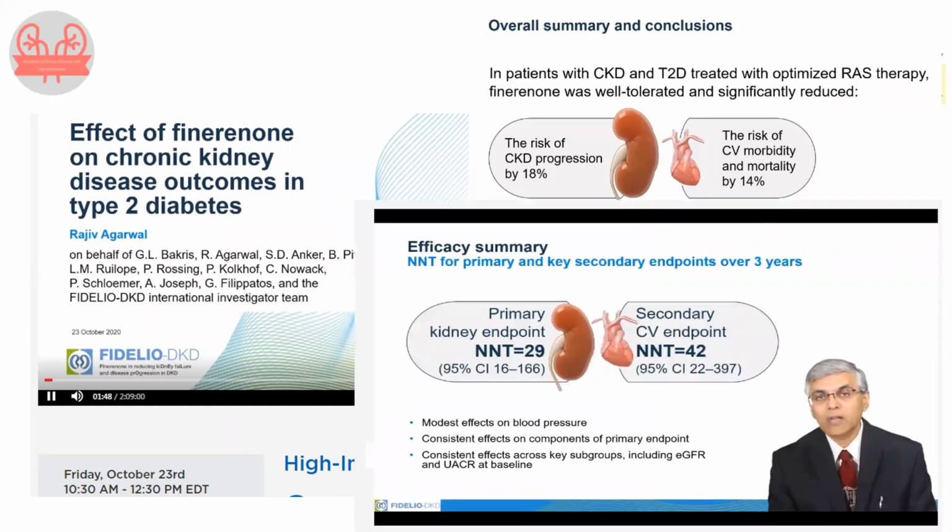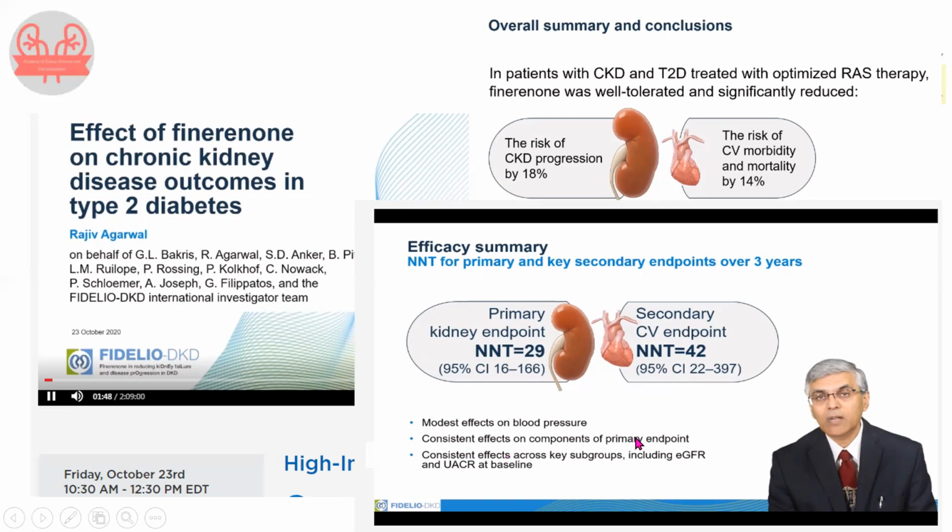One of the most important questions to be asked is the number needed to treat, because it is important in a randomized clinical trial. If the number needed to treat is less than 100, it is a good result. For the primary kidney endpoint, the number needed to treat was 29. It is good. For the secondary cardiovascular endpoint, it is 42. There is a modest effect on blood pressure. I would like to say here, Finerenone is not a blood pressure targeting drug. It is an inflammation and fibrosis targeting drug rather than hypertension, to put it in mind.